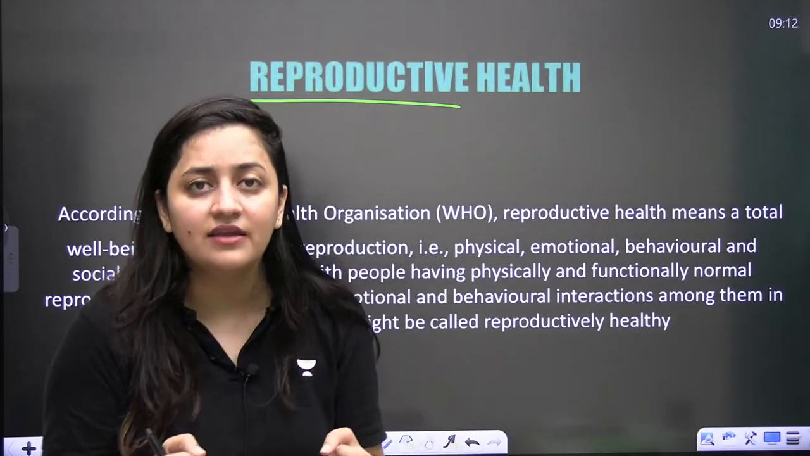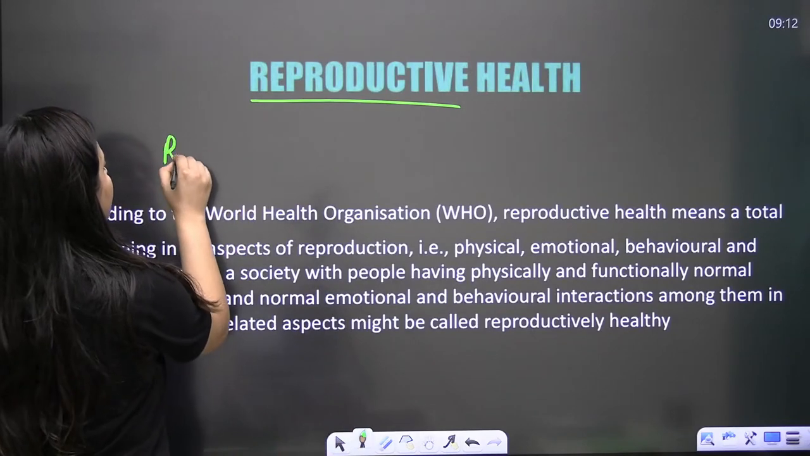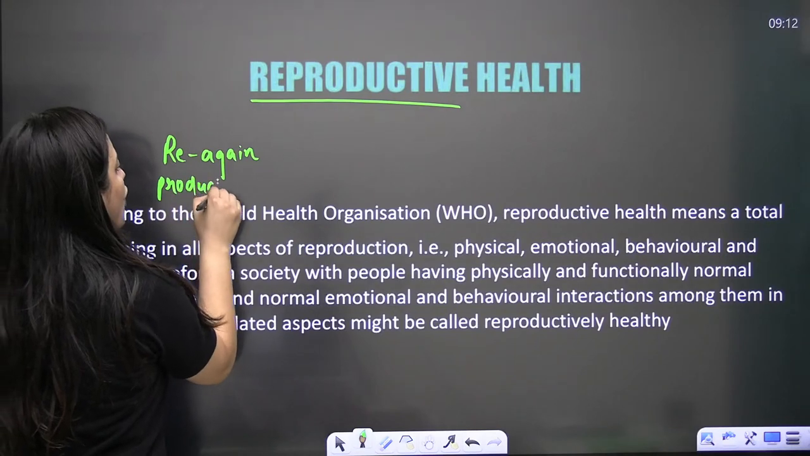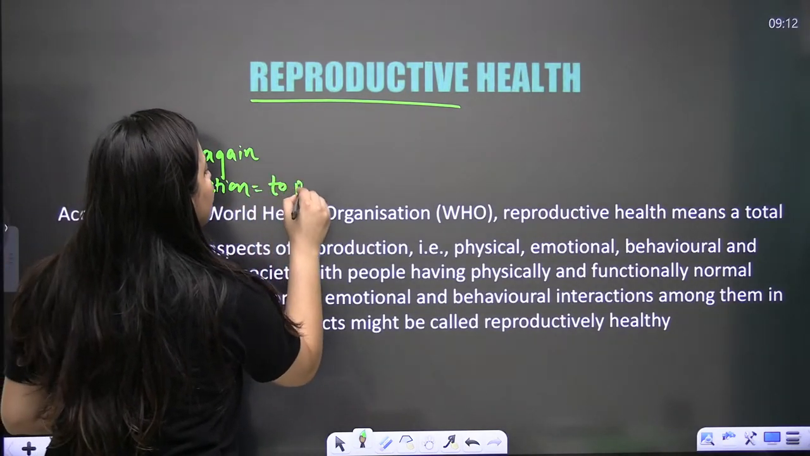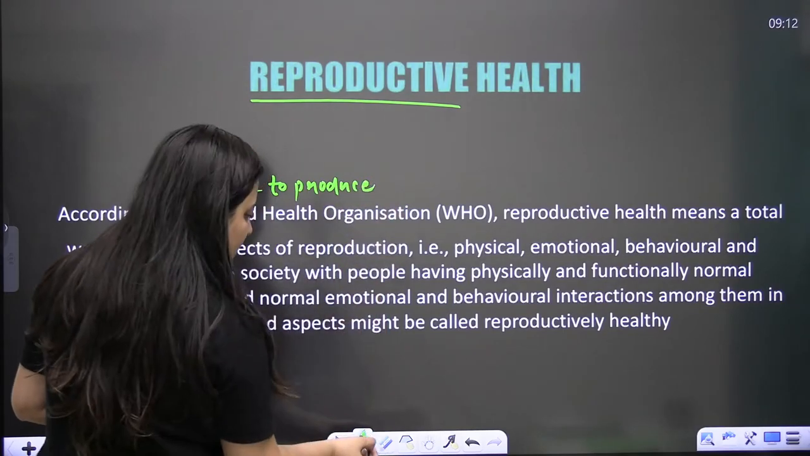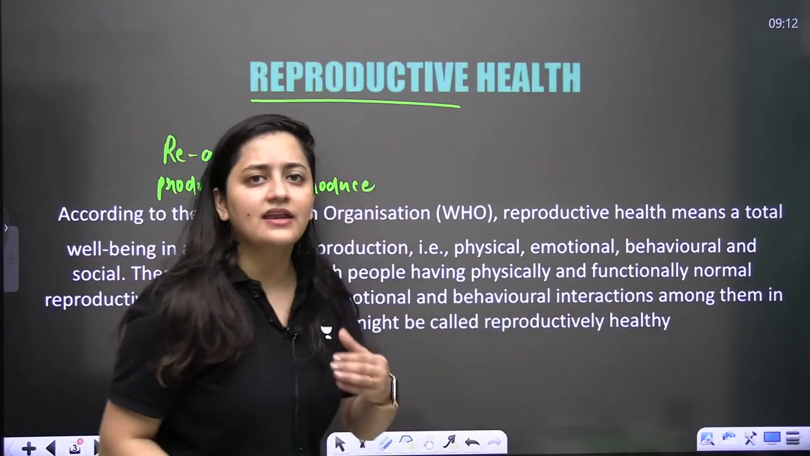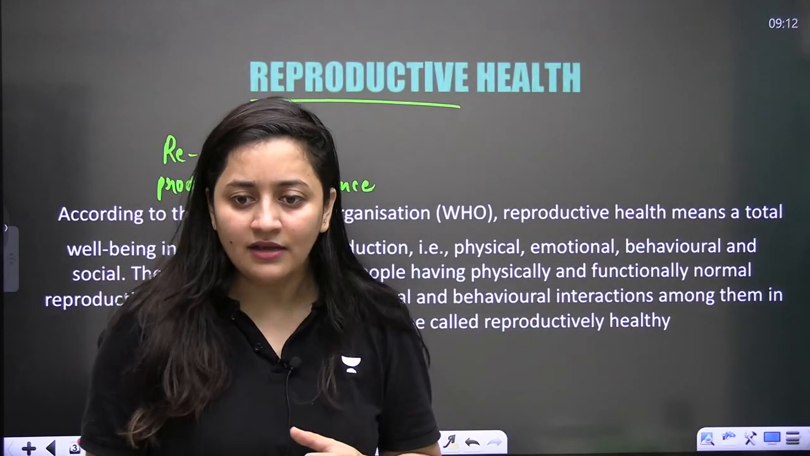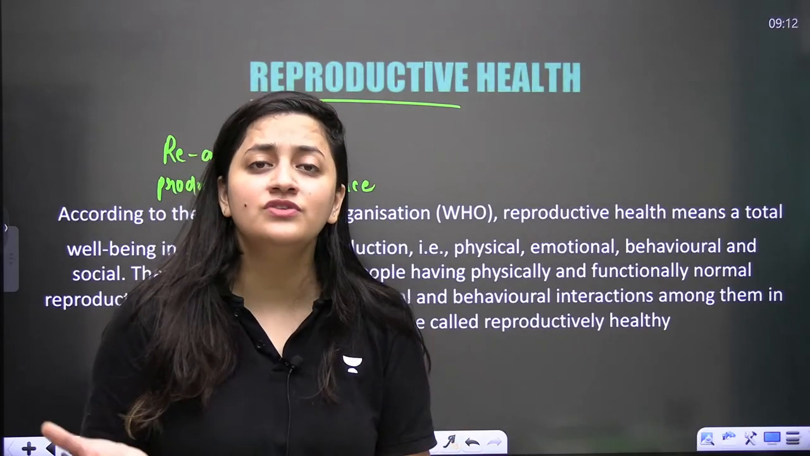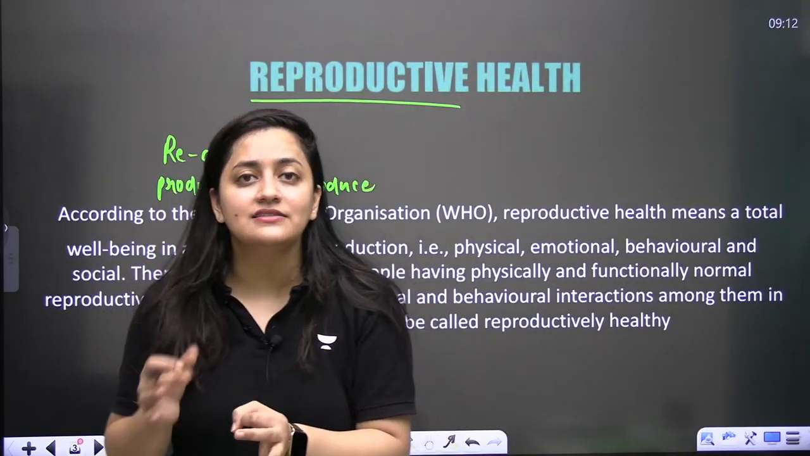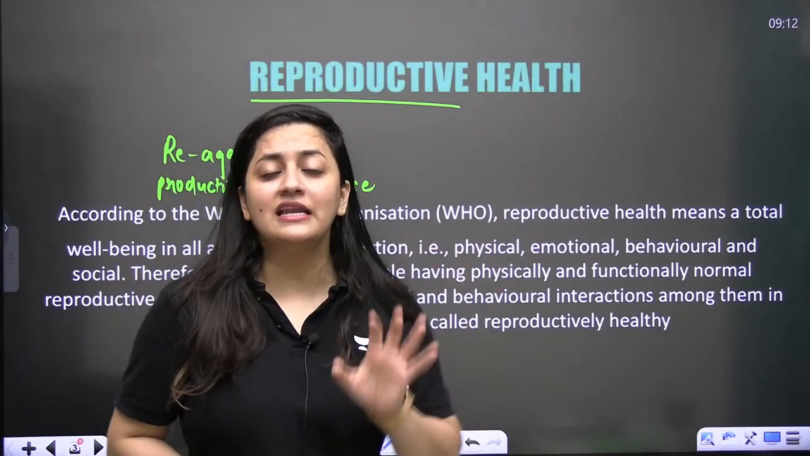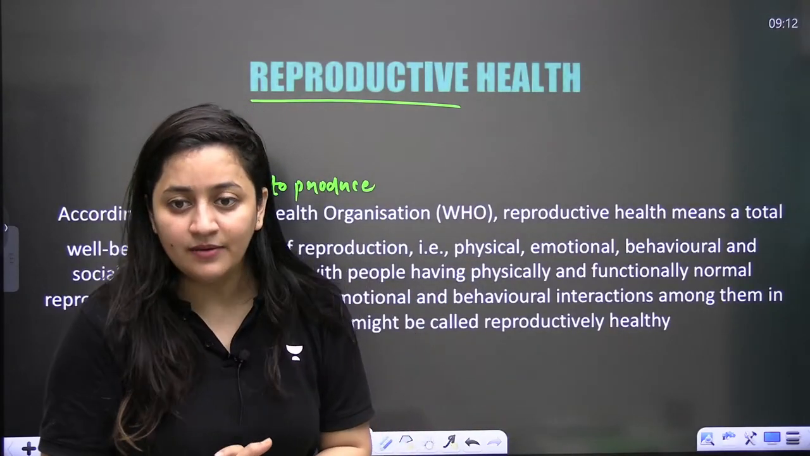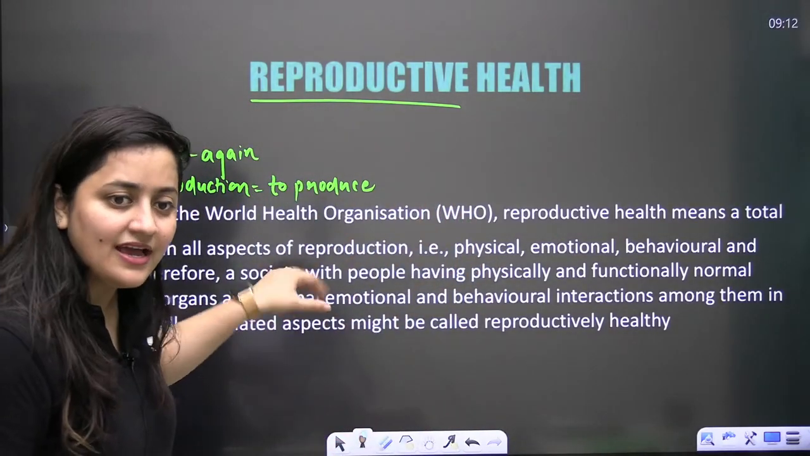What exactly is reproduction? Re means again, and production means to produce. So already existing individuals are giving birth to new organisms. This is reproduction, which is very important. Otherwise we are not going to survive, because only unicellular organisms are immortal; all other organisms are mortal. So reproduction is important for the continuation of a species. Clear? All the aspects related to it are also important.